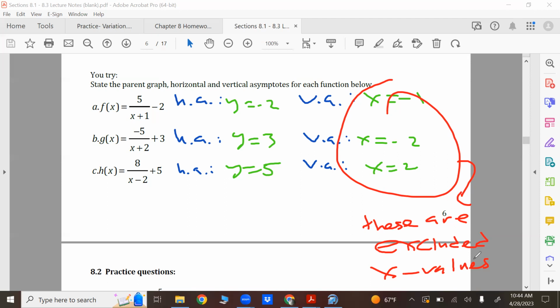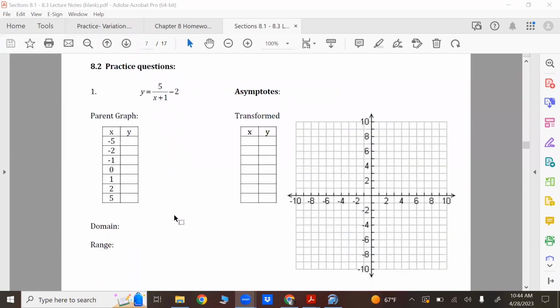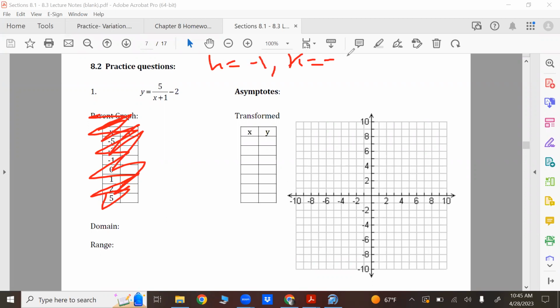Okay, let's do some practice problems. Once you get the hang of it, you guys will move fast on this. Okay, so I'm not going to do the parent graph. So what's h and k here? Let's draw your asymptotes. Your asymptotes are going to be x equals -1 and y equals -2. If that makes sense, x goes with h, y goes with k.